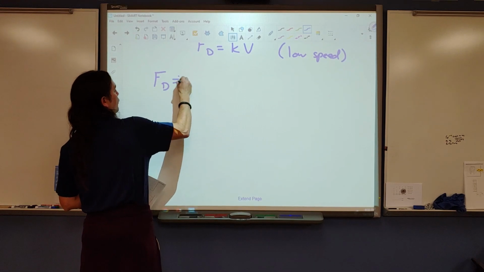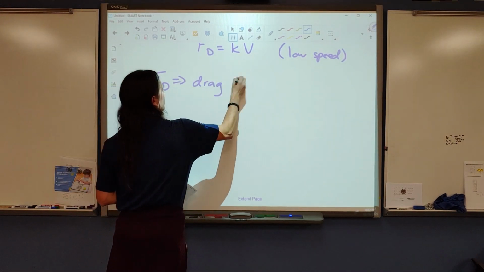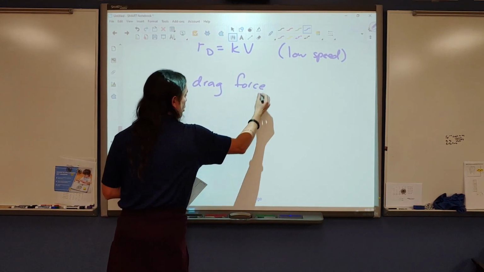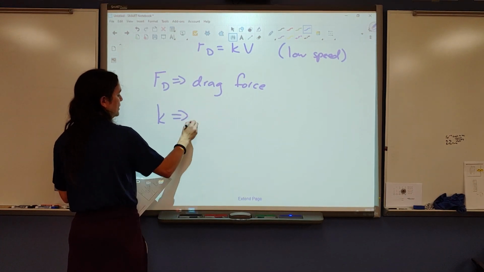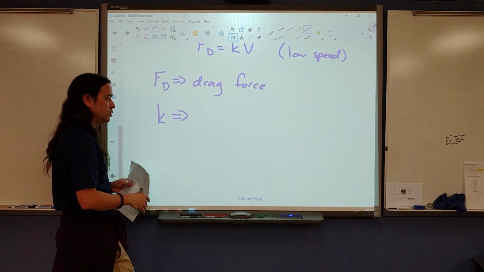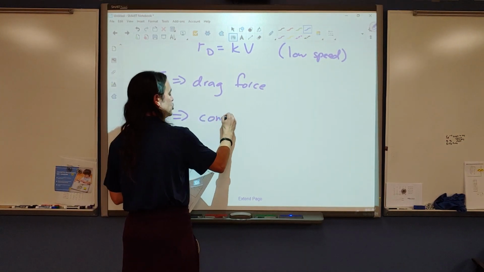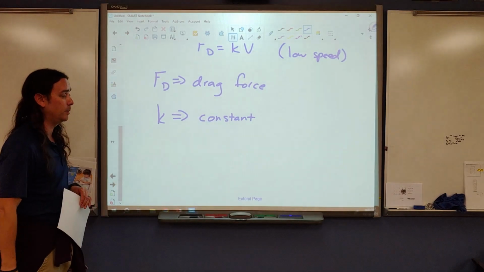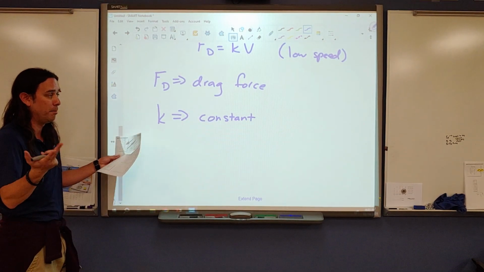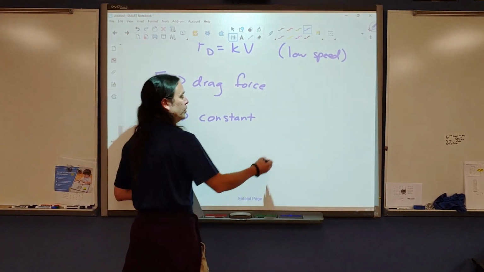Fd is drag force, or a resistive force. Sometimes it's just called that on the AP exam. K is a constant. Now, it's not a universal constant. I'm going to mark that this is just a constant. For many students, when they learn to work with this, they never actually learn anything beyond the fact that it's a number that stays that number. I'm going to go ahead and bring this up.